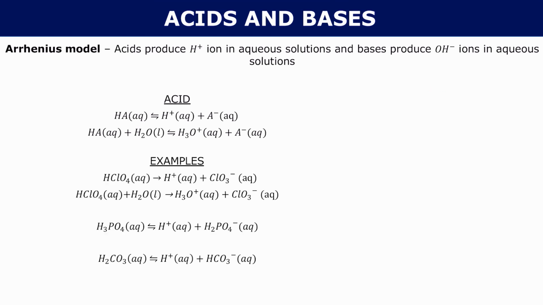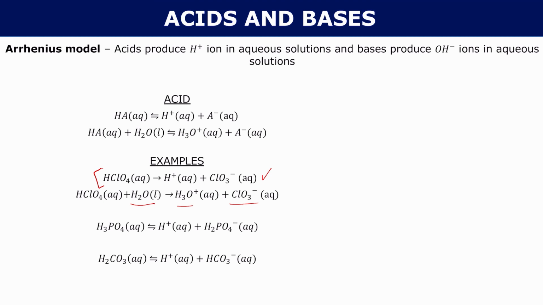Alright, let's look at some examples. One of the first ones you have is perchloric acid. Perchloric acid is dissociating into H+ and perchlorate ions. The full reaction is that the perchloric acid is reacting with the water to produce hydronium and the perchlorate ion. But again, we use the top one because it's a bit simpler.